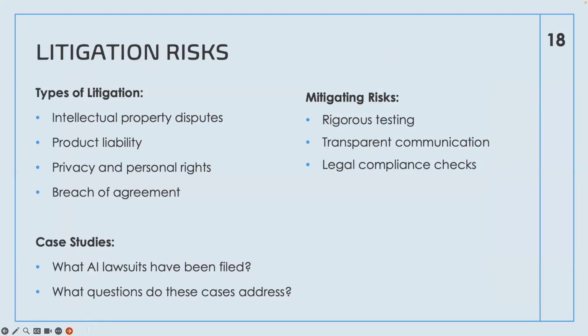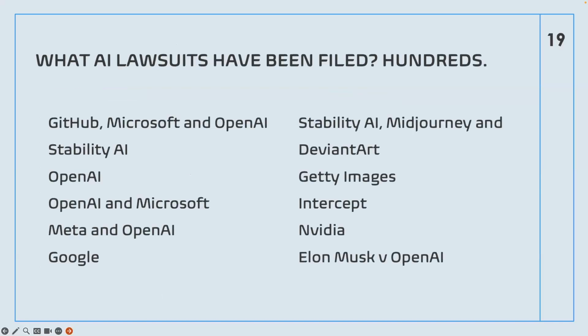This is a massive area, obviously. There's a lot of litigation going on right now. Every once in a while, you'll hear about something. There's probably 100 cases for every case you hear about. These are some of the bigger lawsuits that are going on. Almost all of these have to do with intellectual property.